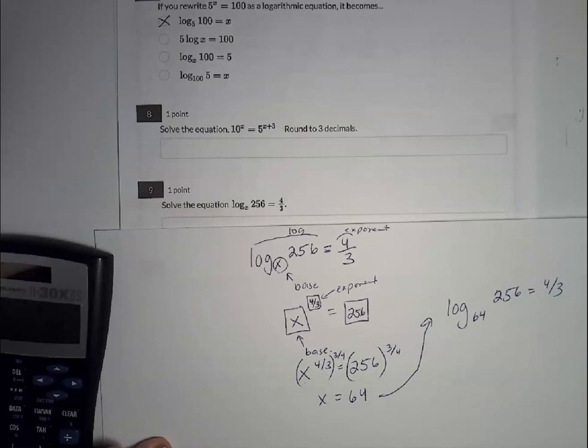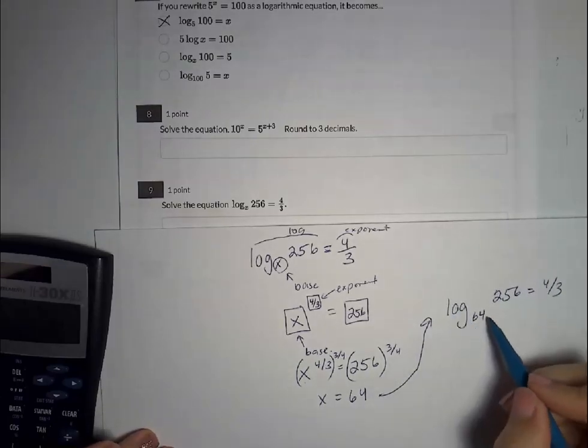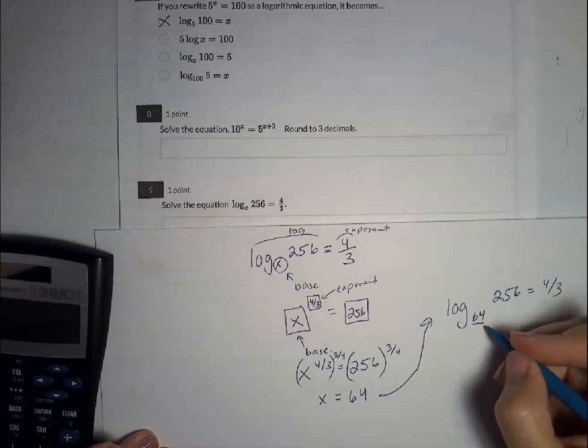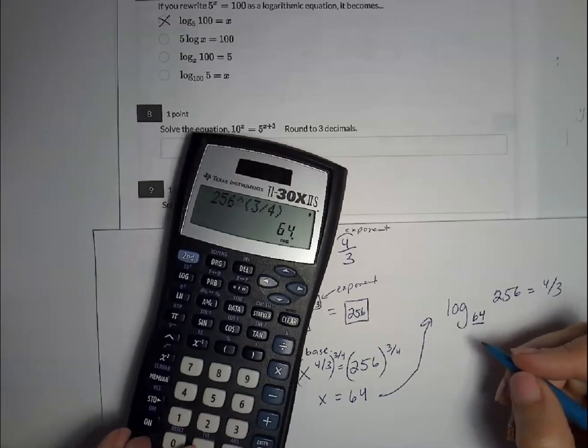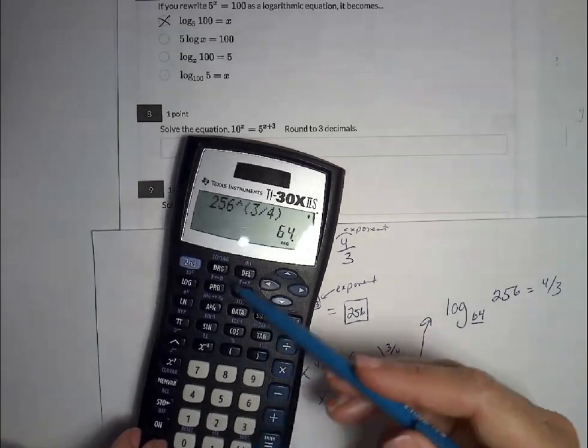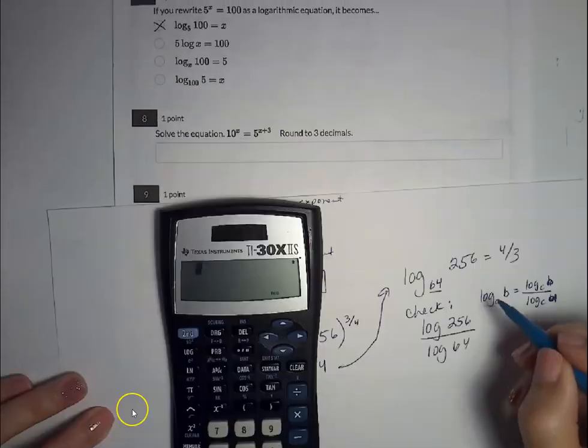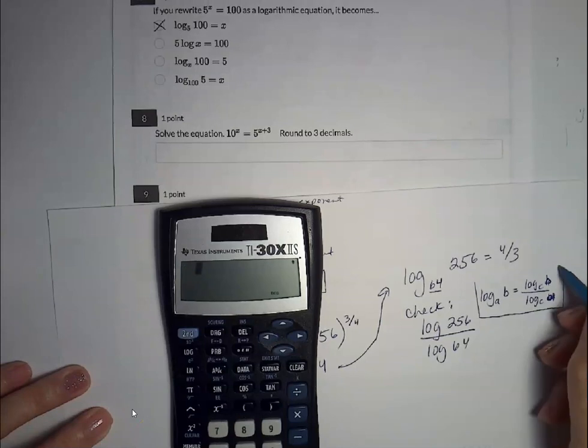So in Desmos, you can see that you could easily check this using your function key because it allows you to enter a base other than 10. But on my scientific calculator, it does not. So let me remind you of the change of base formula. So here's the change of base formula.